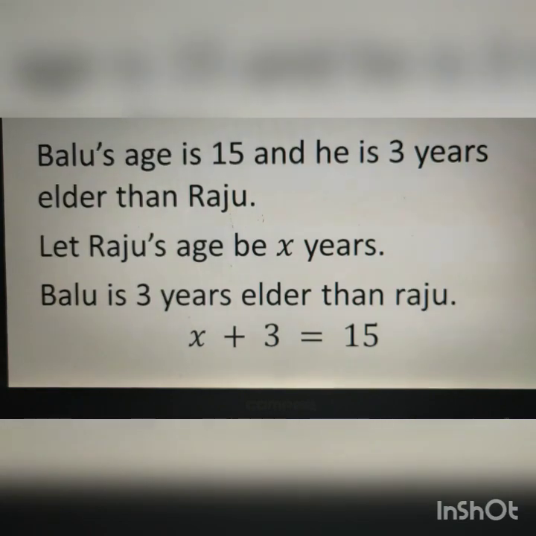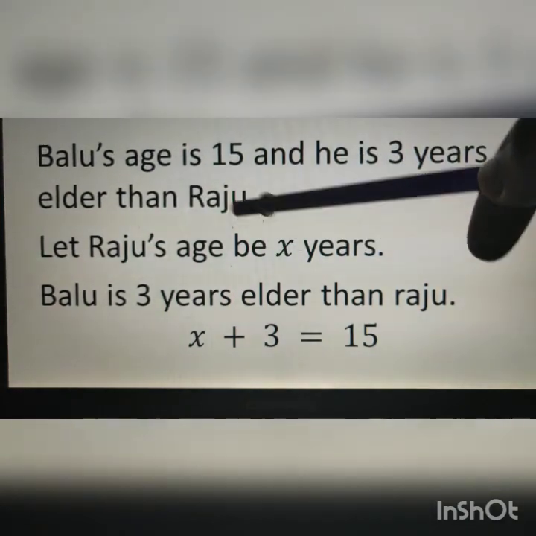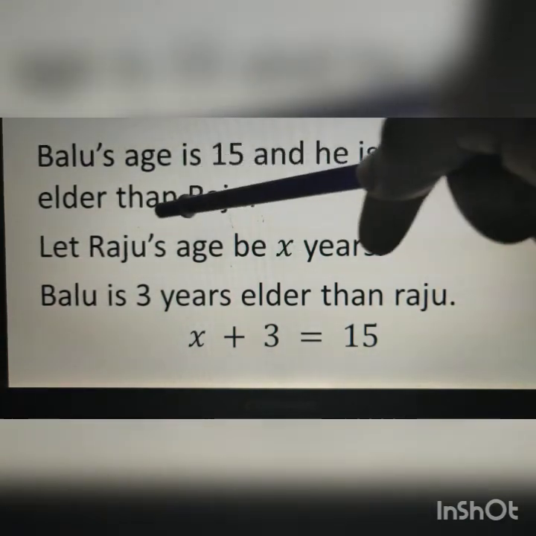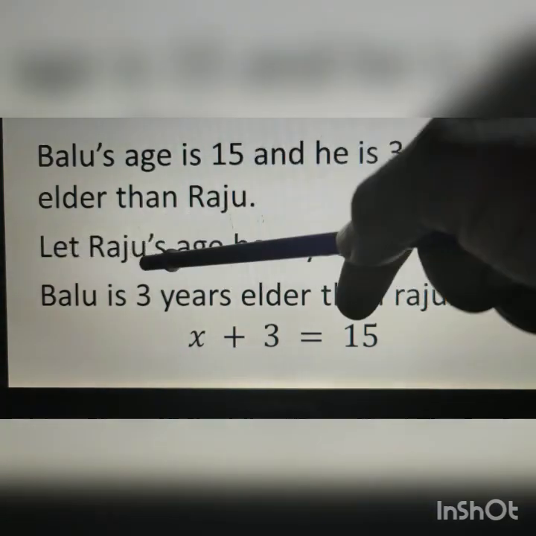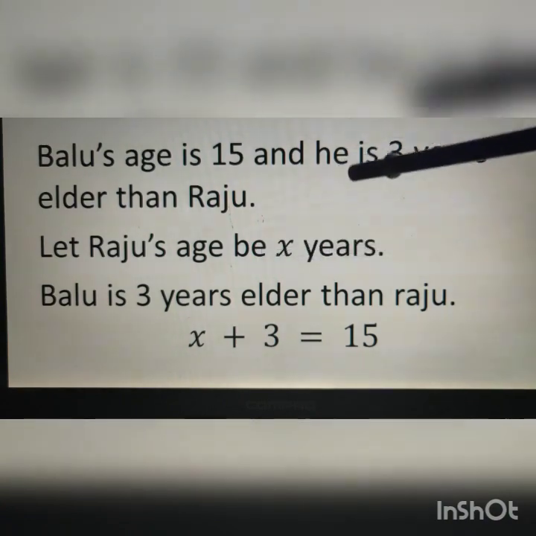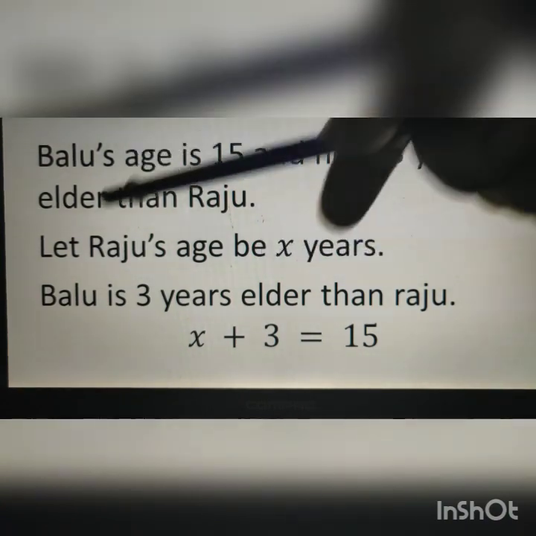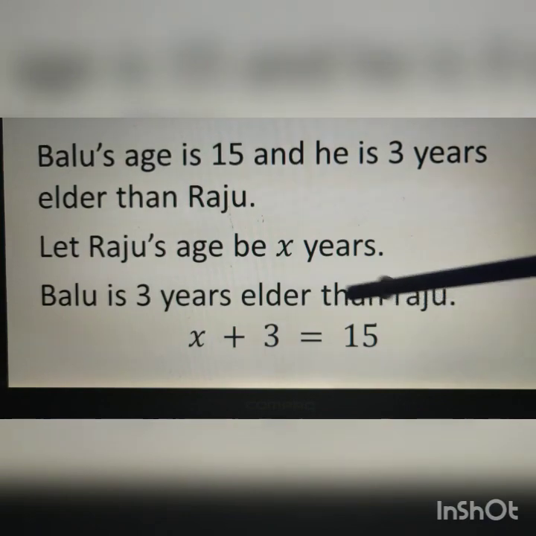Now, let us discuss what is a simple equation. In a simple equation, expressions will be there, and one of the conditions of a simple equation is that it should have an equal sign. Let us discuss one example. Balu's age is 15 and he is 3 years elder than Raju. Here Balu's age is given as 15, but the age of Raju is not given, so we will take a variable. Let Raju's age be x years. In the place of x, we can take any variable like a, b, c, d, etc.